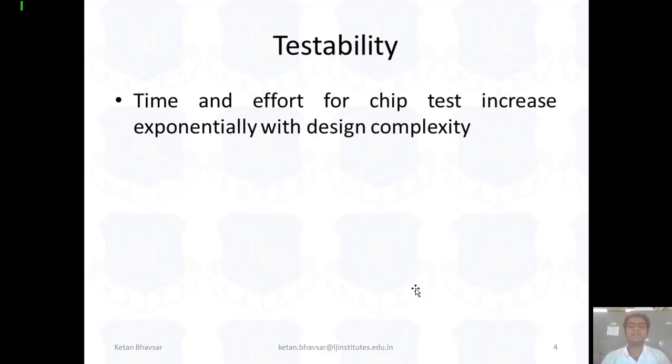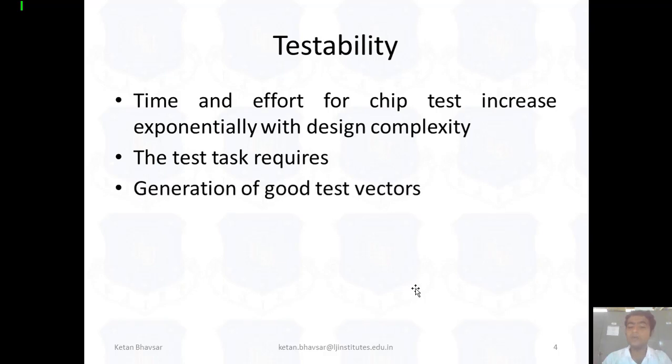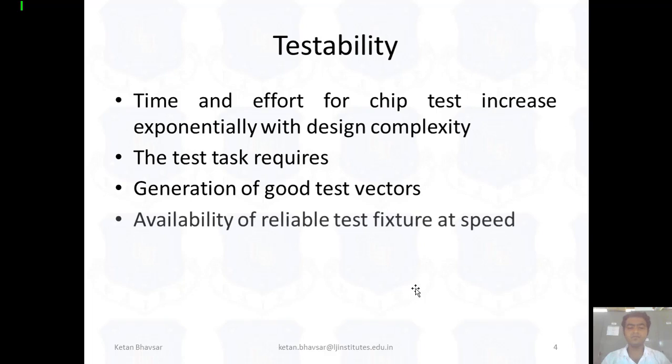Now testability. Time and effort for chip test increase exponentially with the design complexity. Definitely if your design is complex, then ultimately your testing time will increase. The test task requires good test vectors, availability of reliable test fixtures at speed, and design of a testable chip. So when you work on testability, these parameters we have to consider.